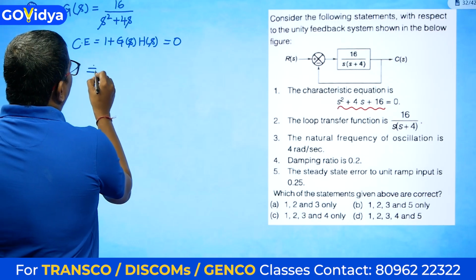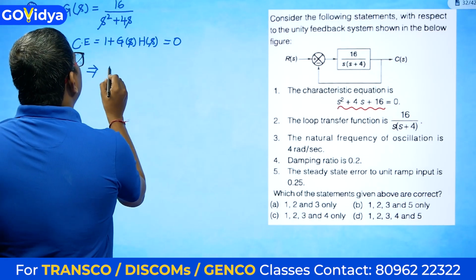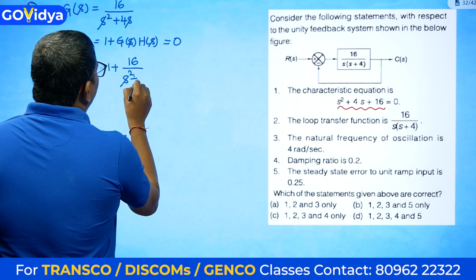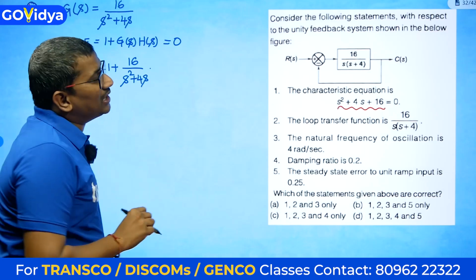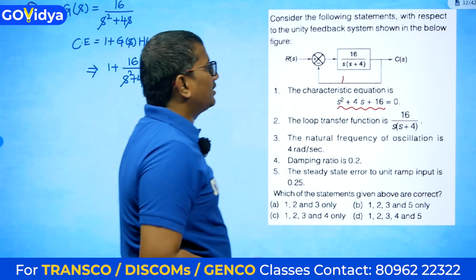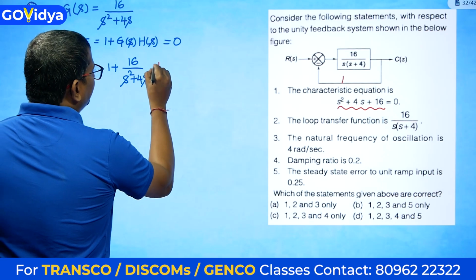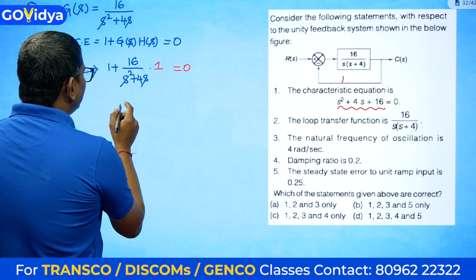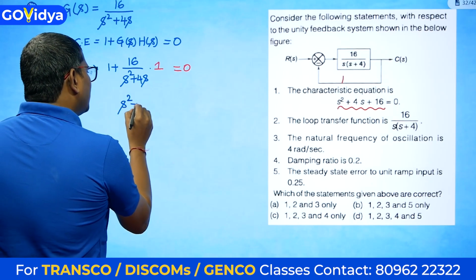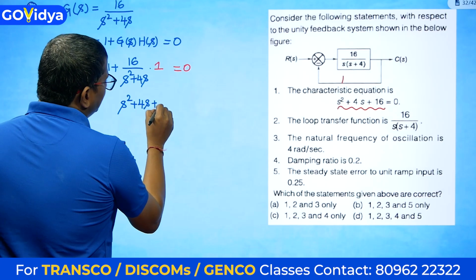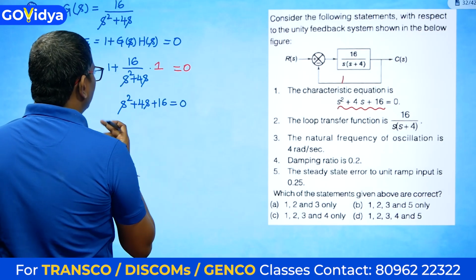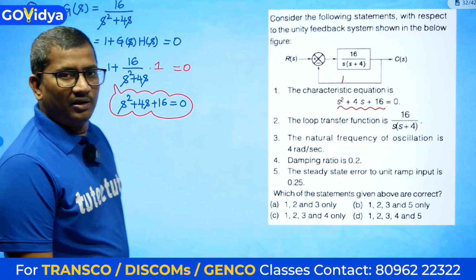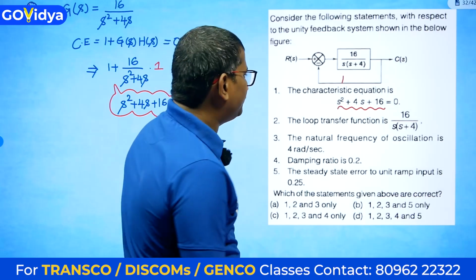So what is this 1 plus G(s) H(s)? Can I say 1 plus 16 by s square plus 4s into, what is the H(s) value? Unity feedback it is. Correct na? So we have to multiply with 1. So what is this value finally? Equal to 0. Therefore, by rearranging, the equation will be s square plus 4s plus 16 equal to 0. This is the characteristic equation of the given block diagram. Okay na? So therefore can I say the first statement is correct? Yes.